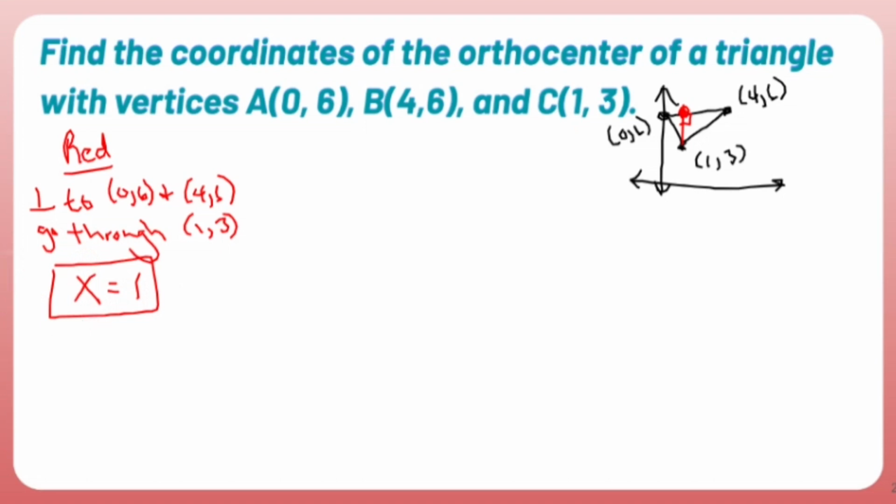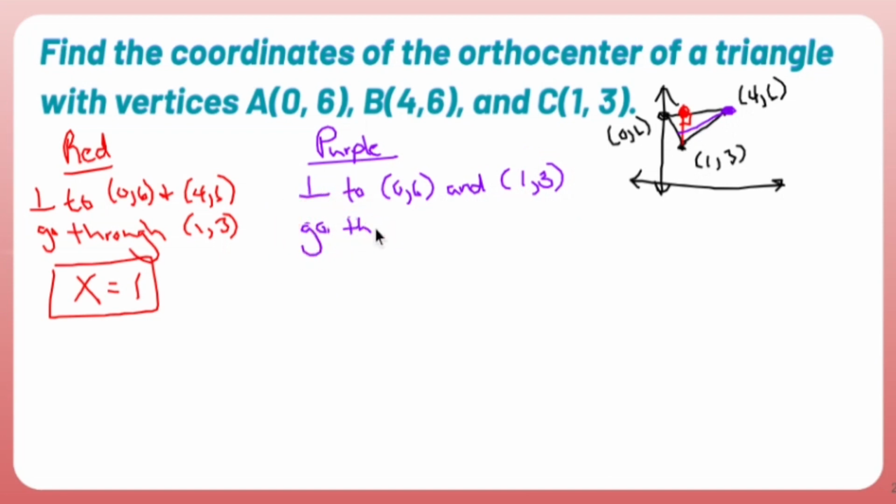No, not at all. I could pick any altitude I want. Let's pick this one. We're going to call it purple because of colors. And if you're colorblind, then it's gray. We need one that's perpendicular to these 2 points right here, so perpendicular to (0, 6) and (1, 3) this time. This one is going to go through the point (4, 6).